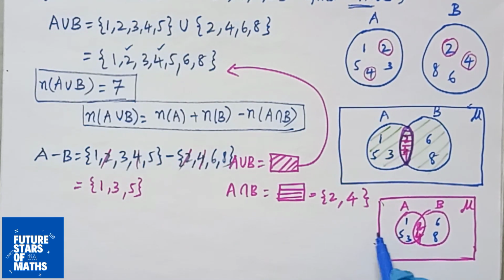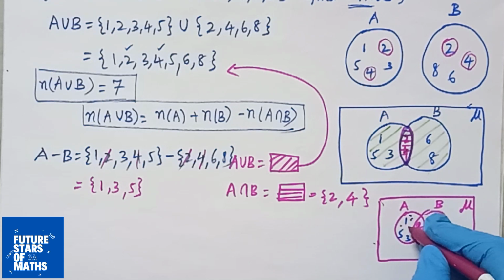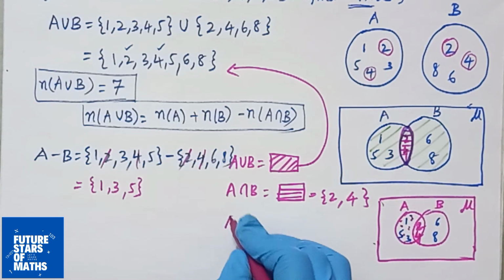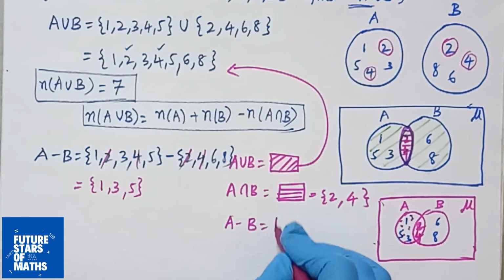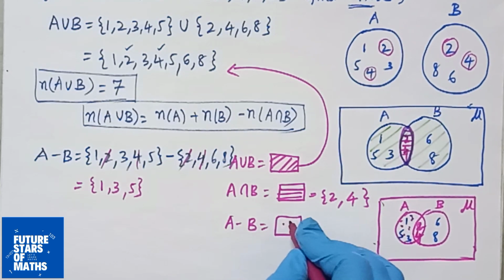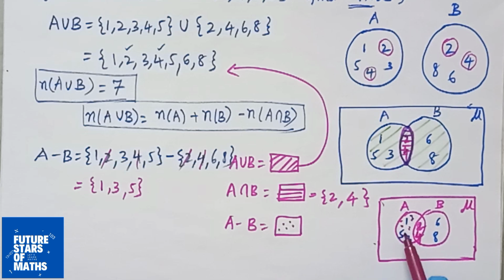So here what we will do? Here also we have to shade only what? The part which remained in A, not the intersection part. Okay, so what will I do? I'll draw dots here. Okay, only this part is the answer. Okay, so what is A minus B? The dotted part. So in the dotted part we are having 1, 3 and 5.